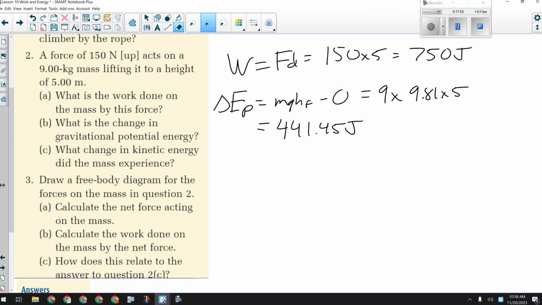Okay, I did 750 joules worth of work. My potential energy only changed by 441.45 joules. Where's the rest of the work? Can work change both kinds of energy?